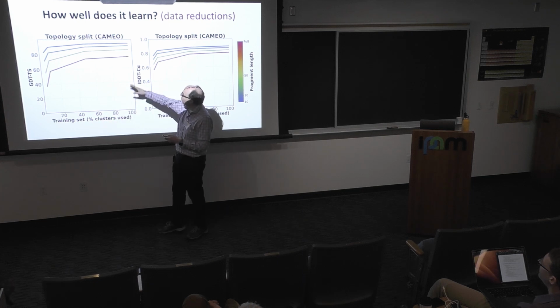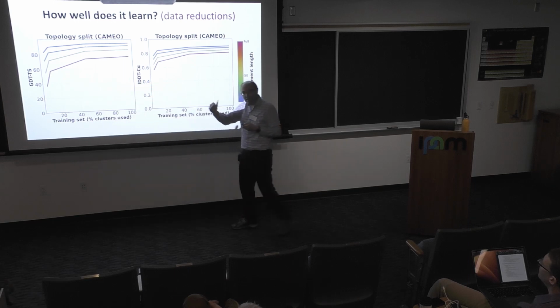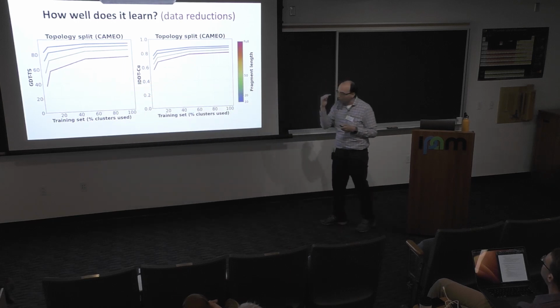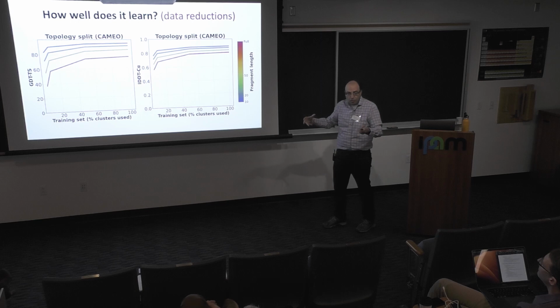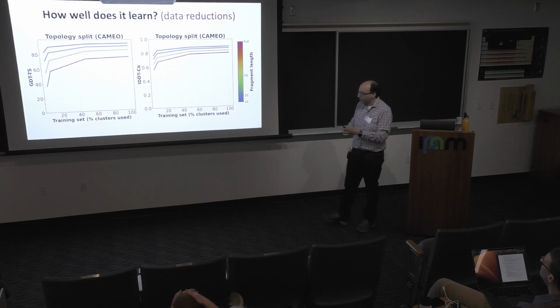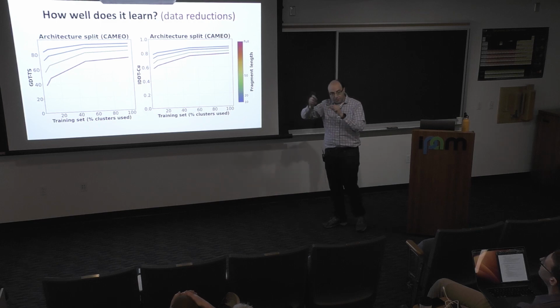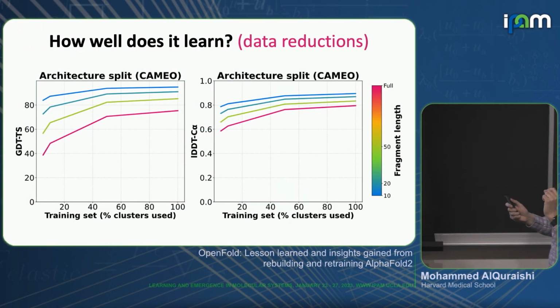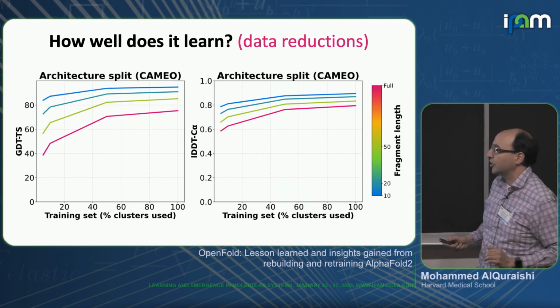And so what you see is that when you use all the data, the gap shrinks, while when you use less data, there's a bigger gap, suggesting that when it has limited data, it's mostly learning the local aspects of structure, and that what you really need more data for is the more global aspects of structure. And we see that similarly with the architectural splits, where again there's a differential gap between the low data regime and the high data regime where it begins to saturate.